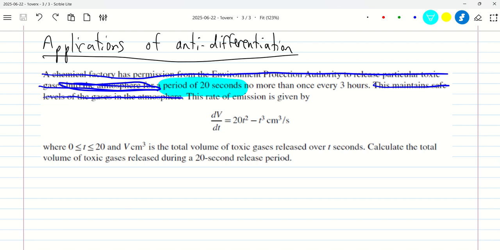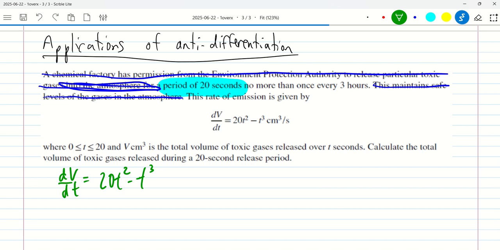Great, and so let's have a look at this. I'm just going to write it down here. I just like writing down the formula first. So dV/dt is 20t squared minus t cubed. And we want the total volume, and we know that V is the total volume. So all I need to do is find the antiderivative of this function, and that will give me my volume.